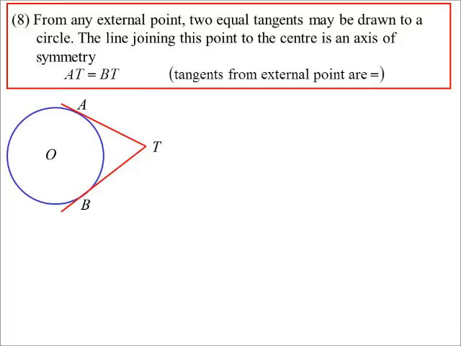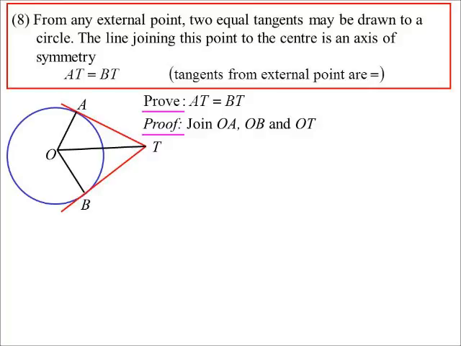Okay. So I'm going to prove that. Let's prove that AT does indeed turn out to be the same as BT. So I'm going to join in three lines, the centre up to the three points there. We just said that the radius will always be perpendicular to the tangent. So I know each of those triangles are right angled triangles. Radius being perpendicular to the tangent.